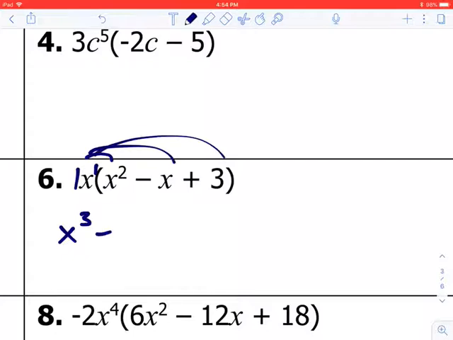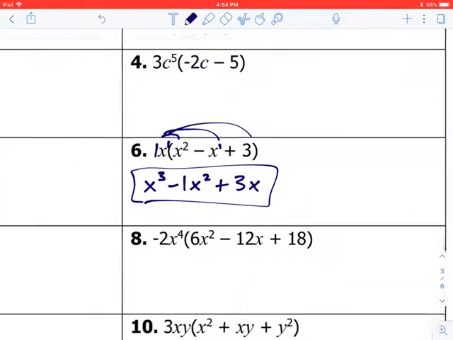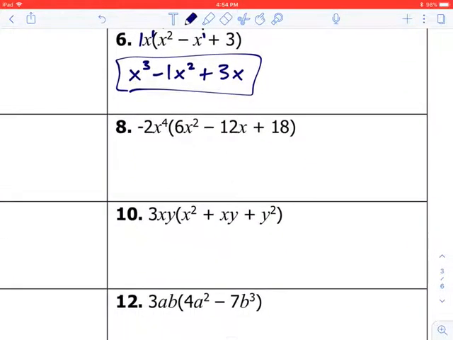1 times negative 1 is negative 1. X to the 1 plus 1 is 2. And then 1 times 3 is 3, x to the first. Again, you don't have to put that 1 there, but it is there if you want it. Okay, so this one's a little more challenging.